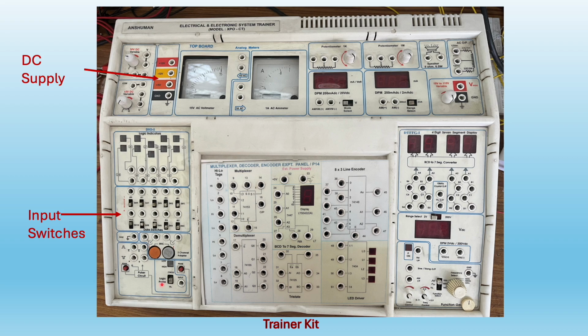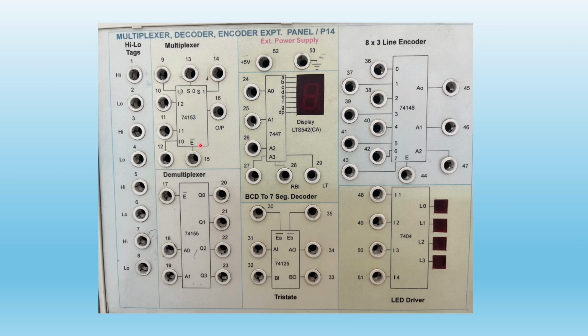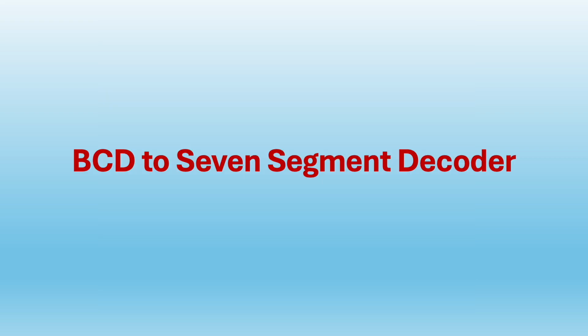Let's see the details of this trainer kit. This trainer kit is having this 4x1 multiplexer. Then we have 1x4 demux IC here. Then we have 8x3 encoder IC here. And we have a BCD to 7 segment decoder here. And this is the LED driver. So all the outputs will be connected to this driver, and these LEDs are used to observe the output of all the given circuits. Let's do the experiment on BCD to 7 segment decoder.